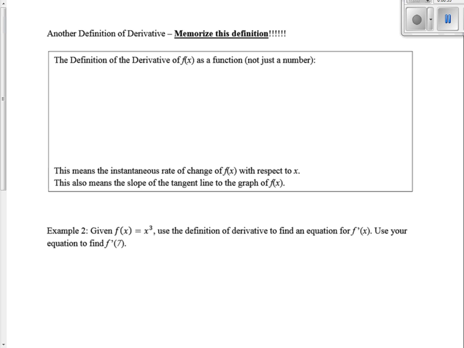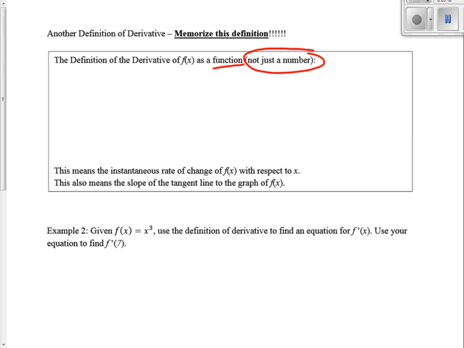We actually have another definition of derivative, and this is another one that you do need to memorize. Now, this is a definition of the derivative as a function. Before, we actually got a number. We were finding the derivative at a specific x value. This one is not going to be a number. It's actually going to be a function. So that's the difference between the one we just did and the one we're doing now.